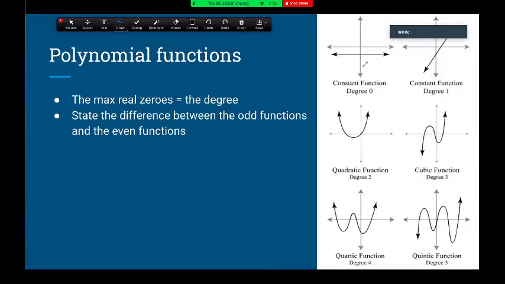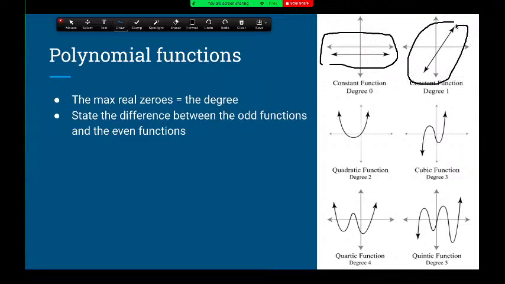Okay, so this is what a degree 0 function looks like. It's a constant function. There's no change, no slope or anything. It's just a straight line. That's what a degree of 0 looks like. This is a degree of 1. It's a linear function. There's just a 1 exponent.